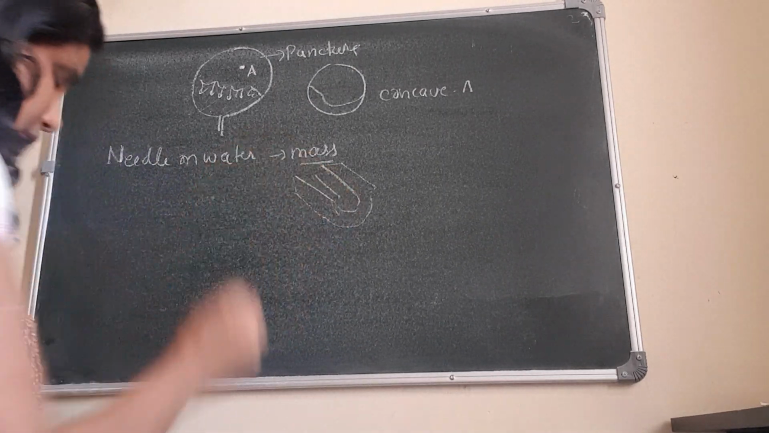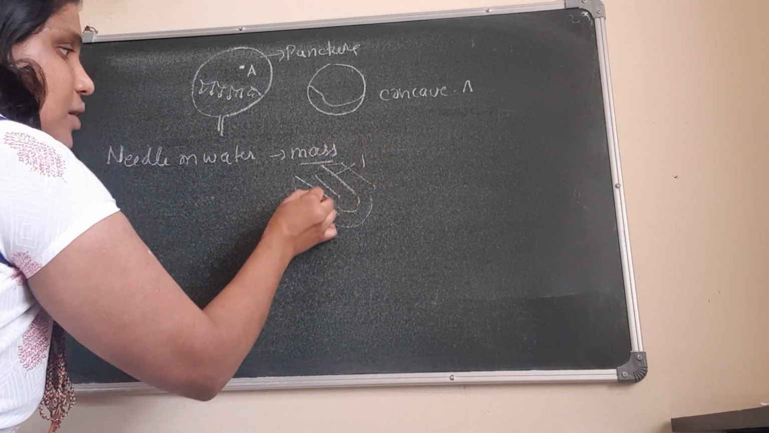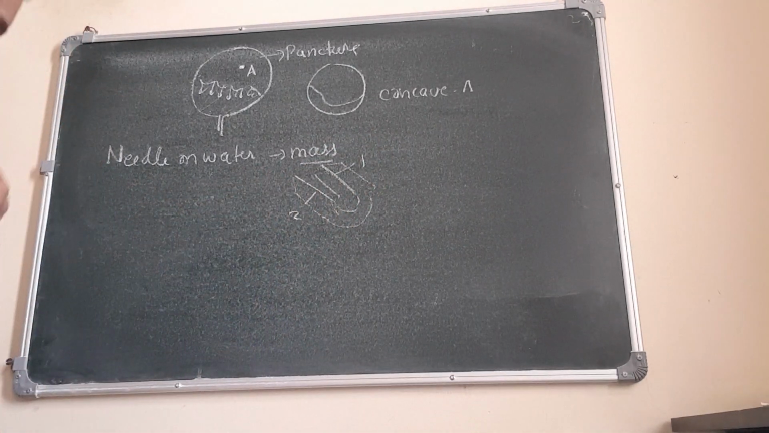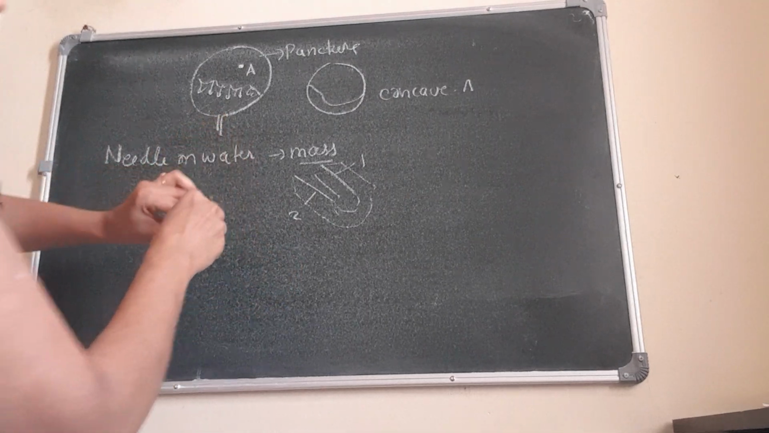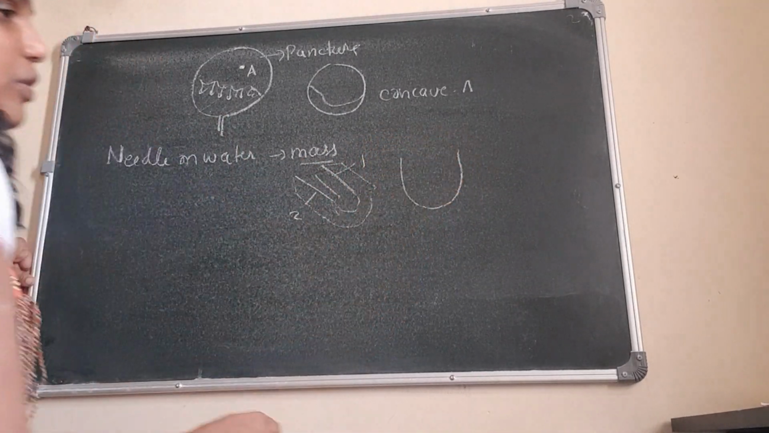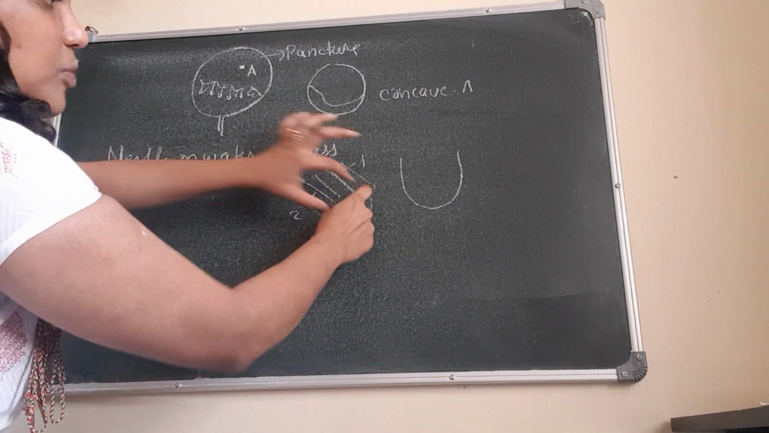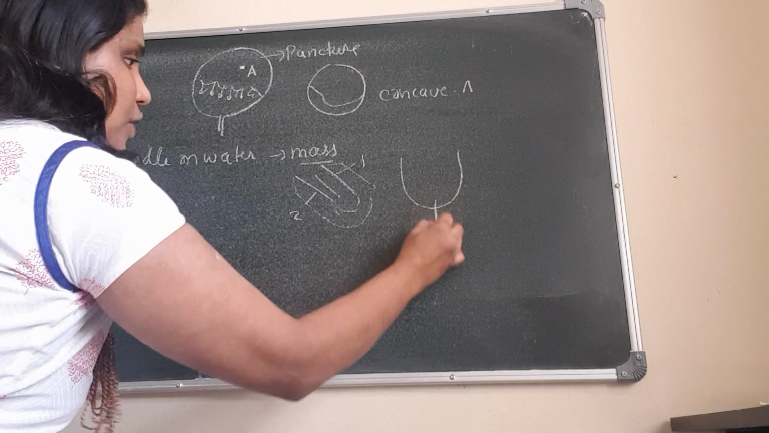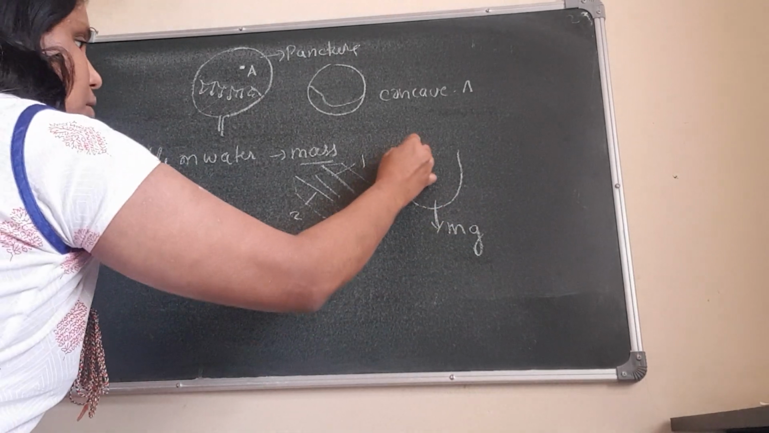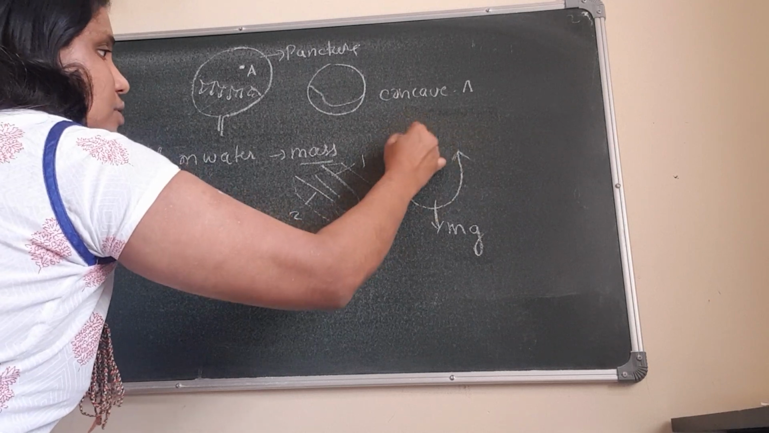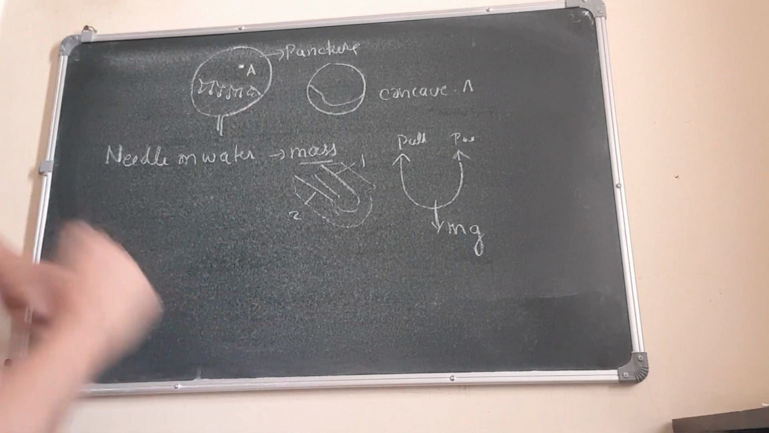So I have my needle here. This is my surface 1. This side is my surface 2. There are two surfaces. And if you look at the front view like this, the depression looks like a U. I'm just zooming it here. So the weight of the needle will be acting downwards and the pull will be acting upwards. This is the pull in two directions because it's a U. I told you this, correct?